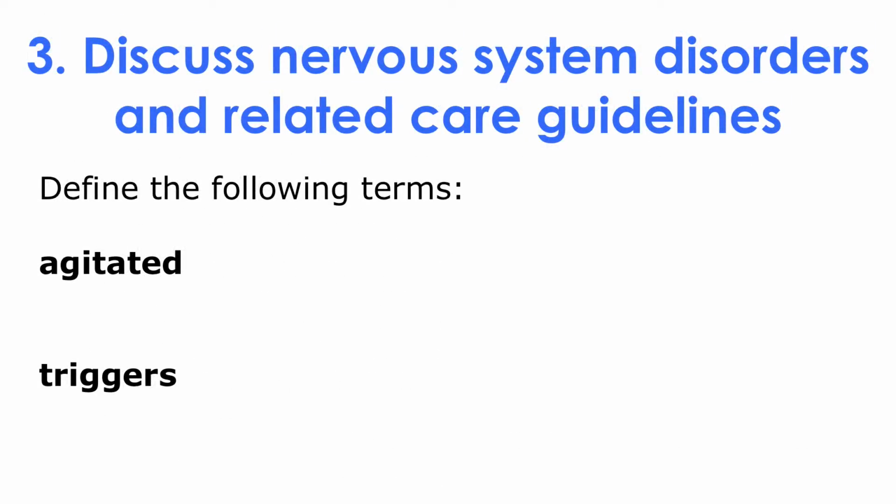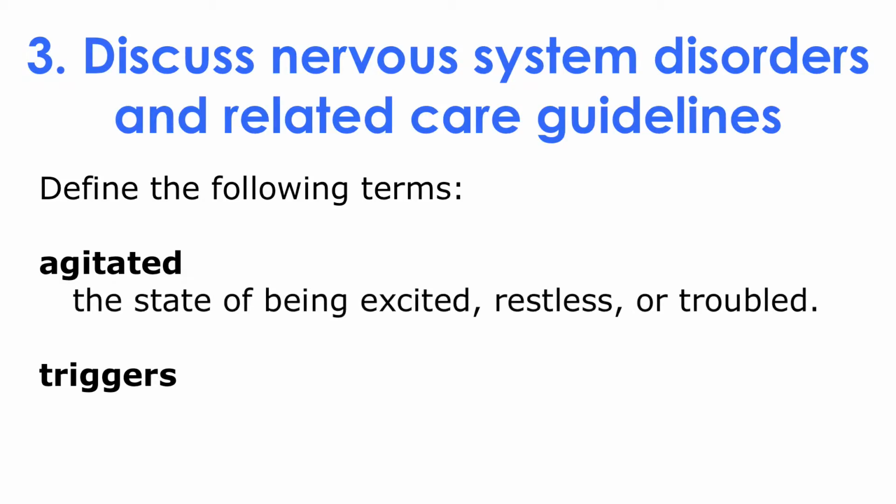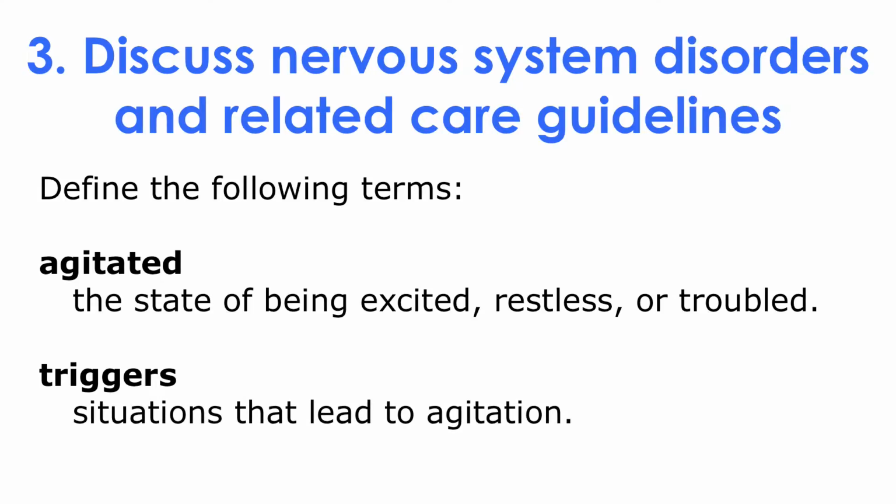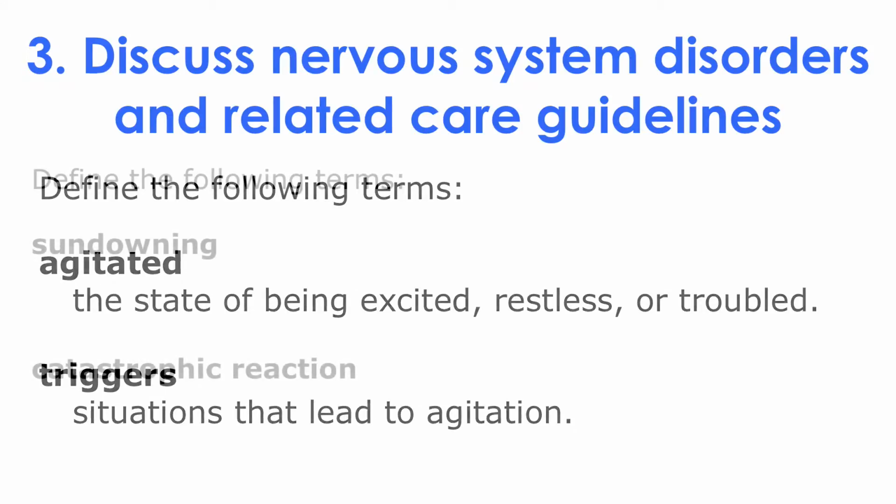Okay, moving on a little bit with a couple more diagnoses: agitation and triggers. So agitated. Have you ever been agitated in your life? I'm sure you have been. Who caused the agitation? But let's talk about what agitated means. It's a state of being excited, restless, or troubled. A trigger is a situation that leads to agitation. So what's the trigger? Who triggered you to be agitated one time? Was it your kids? Was it your husband? Was it your boyfriend? Was it your wife? What are your triggers? Okay? And we need to know these triggers so as to prevent agitation, of course.